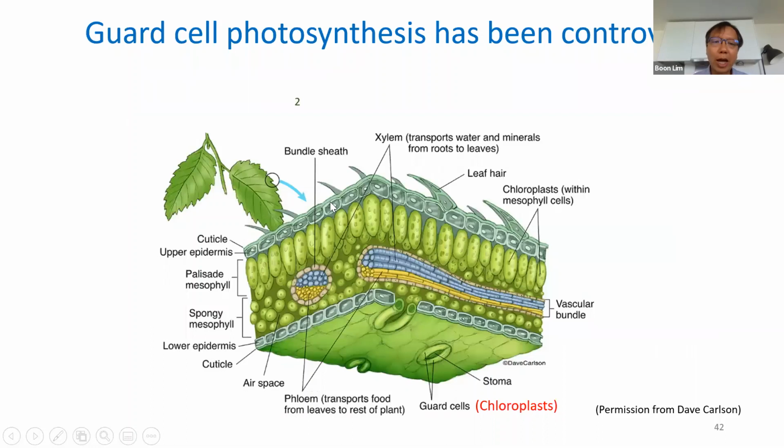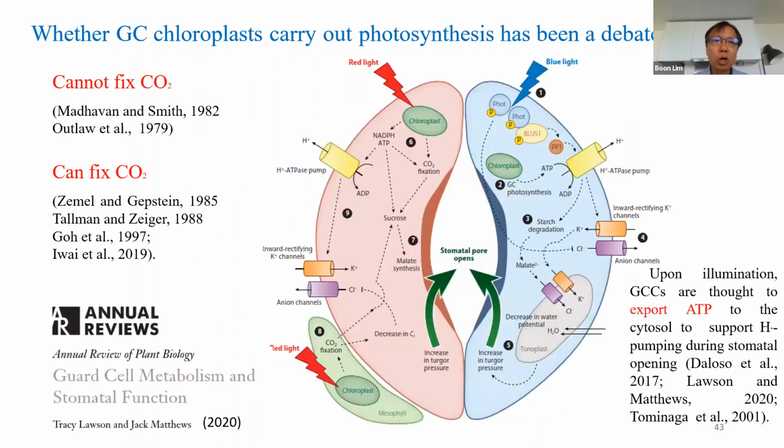So now we have a better understanding of what happened in the mesophyll. Now let's look at the guard cell. Whether guard cell chloroplasts carry out photosynthesis has been a debate for decades. These papers were published 40 years ago. At that time, they concluded that guard cell chloroplasts cannot fix CO2.